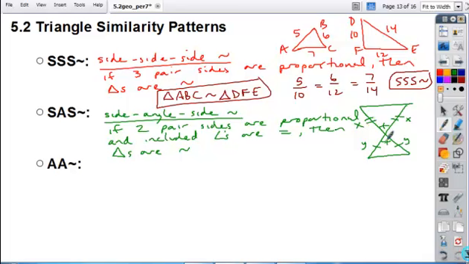Right, the last one, the AA similarity, incorporates both of the patterns from congruence, the ASA and the AAS. All you need is two angles. So if you have any two angles between two triangles that are equal, the triangles are guaranteed to be similar.